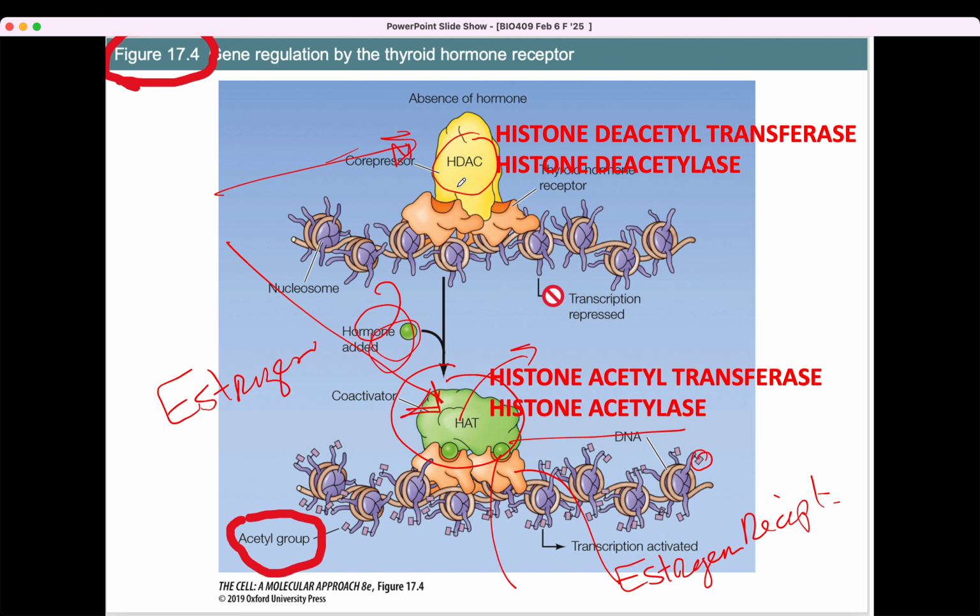Yeah? But they don't bind to DNA. Remember, we just learned that estrogen receptor has a DNA binding domain. These 2 enzymes do not have a DNA binding domain. They bind directly to the estrogen receptor.